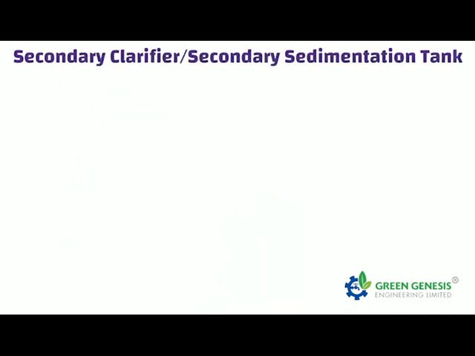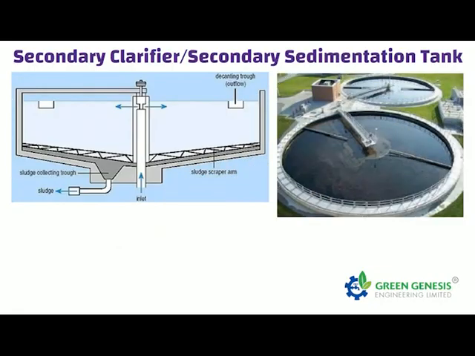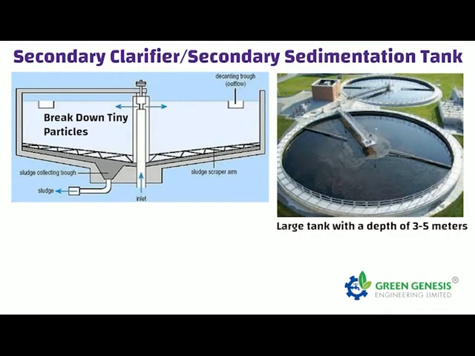Secondary clarifier or secondary sedimentation tank. This step involves using helpful bacteria to break down the tiny particles that are still present in the wastewater after primary treatment. The secondary sedimentation tank is a large tank with a depth of 3 to 5 meters. It is designed to allow the wastewater to settle and the sludge to separate from the water.